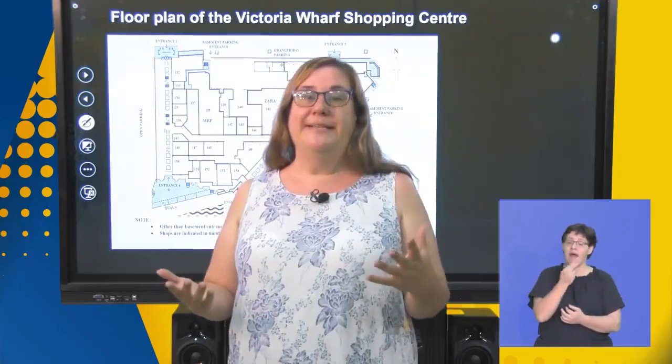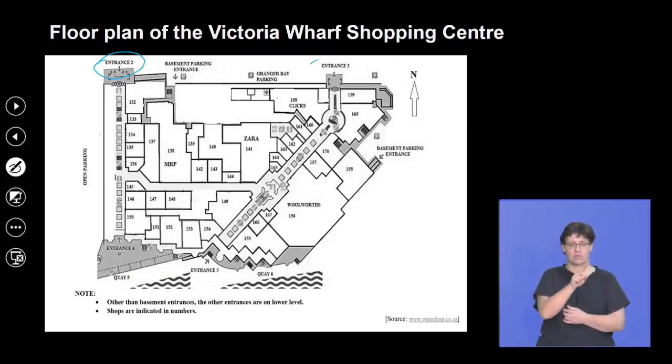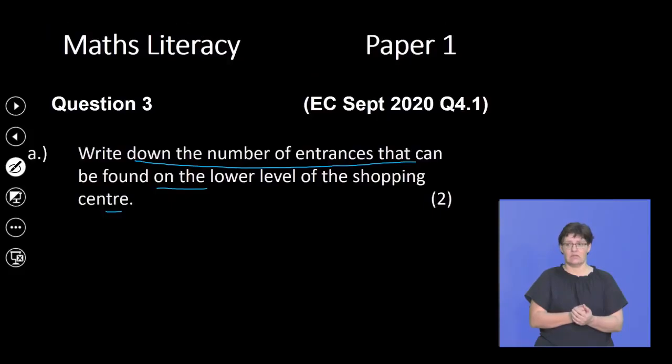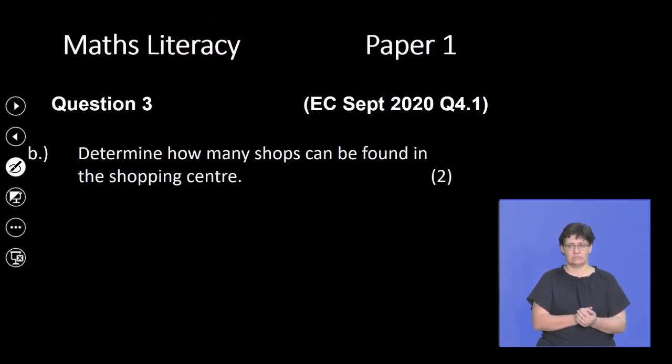Now, what's nice about shopping centres is they normally number entrances. So we've got an entrance 2, an entrance 3, there's an entrance 4, there's an entrance 5, and have we got an entrance 1? Don't think we have an entrance 1. So this is a basement parking entrance, and if we look, basement parking entrance, so how many entrances have we got? We've got 4 entrances. So we can just put that number into our question, we've got 4. And I would actually add the word "entrances" in.